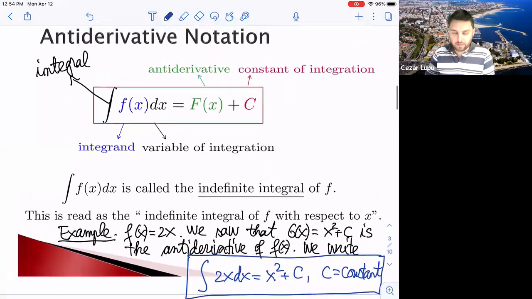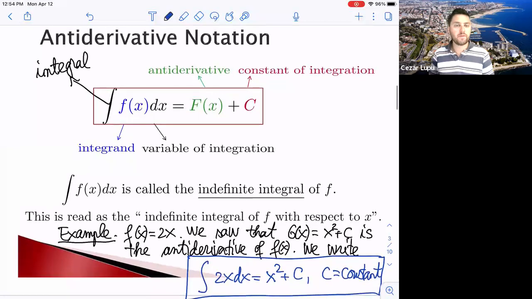So again, look at this. This will be the notation that we're going to use, right? So this will be the integral. Once again, this will be the antiderivative notation. Like I said, the integral of f of x dx is capital F of x plus c. So it's antiderivative plus a constant.